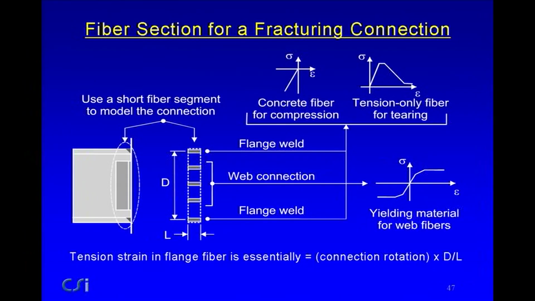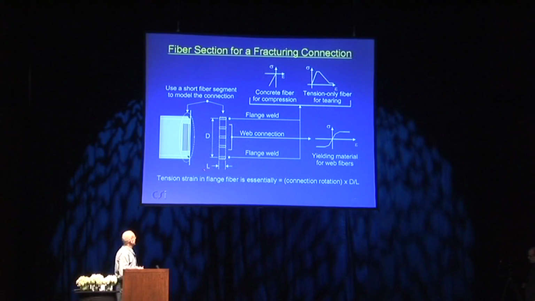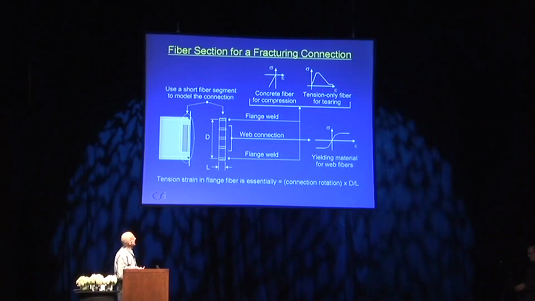If you look at a fiber section for a fracturing connection, you might make this length here just 1 inch, just because it has to be a finite length. This is the depth of the beam. And notice that if a flange fractures, it'll rotate about the other flange. So the tension strain in this fiber is basically the connection rotation times the depth divided by the length. Don't worry about that. The important thing is this other diagram.